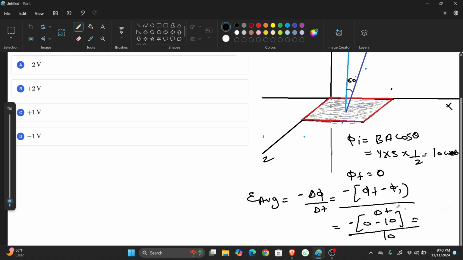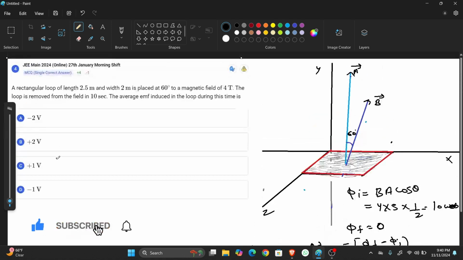Then E average is 1 volt. The answer will be C.